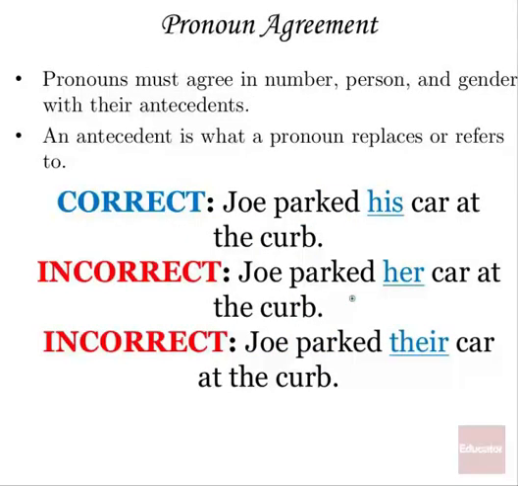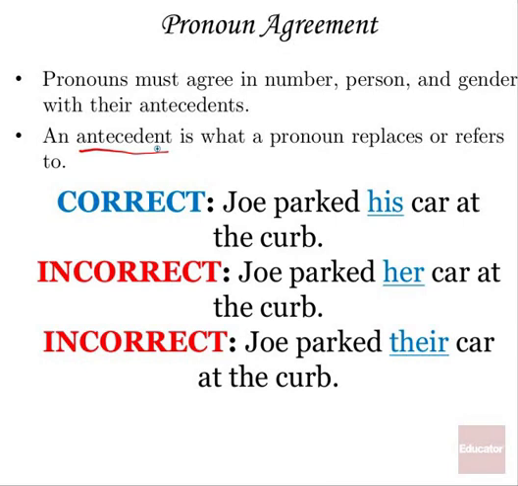All right. Pronoun agreement. Pronouns must agree in number, person, and gender with their antecedents. Now, remember, number would be singular or plural. So if you have a singular noun, you have to replace it with a singular pronoun. Gender, if you have a male noun, you have to replace it with a male pronoun. And person, first person, second person, third person, you have to get that right. An antecedent, just in case you haven't run into the word before, is what a pronoun replaces or refers to.